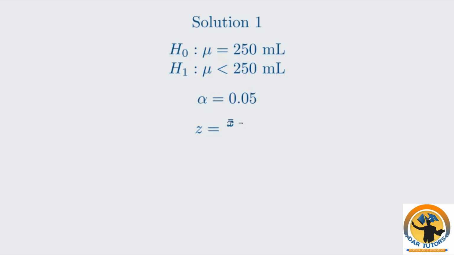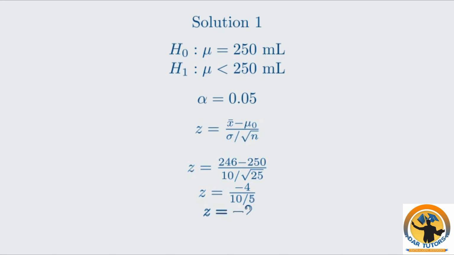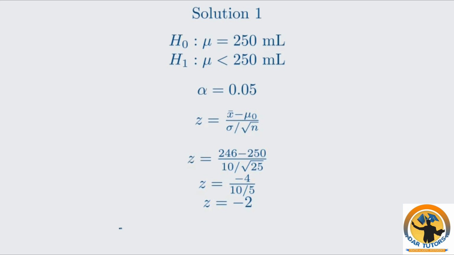Now we calculate the observed test statistic Z. Plugging in the sample mean of 246, the hypothesized mean of 250, the standard deviation of 10, and the sample size of 25, we get Z equals -2. Since H1 is less than, this is a one-tailed test in the lower tail. The p-value is the probability that Z is less than or equal to -2. Using the normal CDF function on a GDC, we find this probability is approximately 0.02.